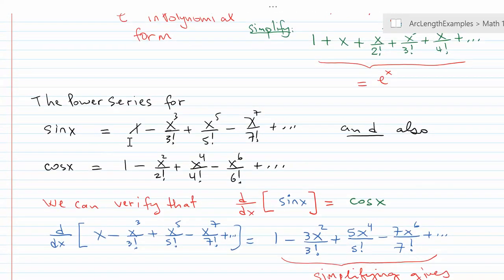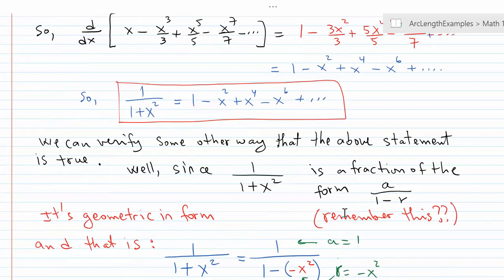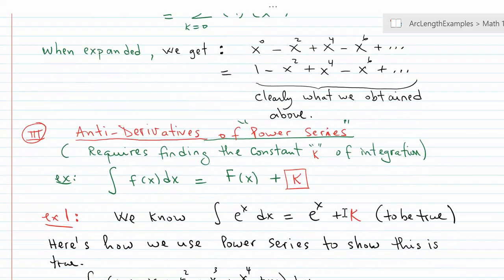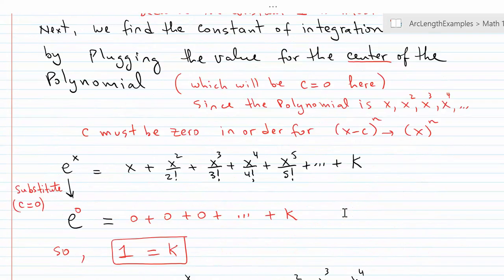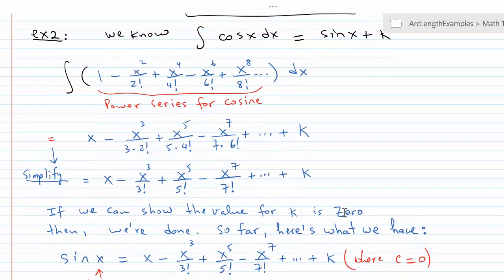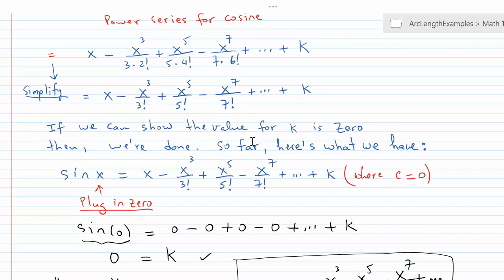There it is, okay. So sine x starts with x, and then it alternates, and all the powers are odd. So that's essentially what we proved with example number two. Starts with x, and it alternates, and all the powers are odd. There you go.